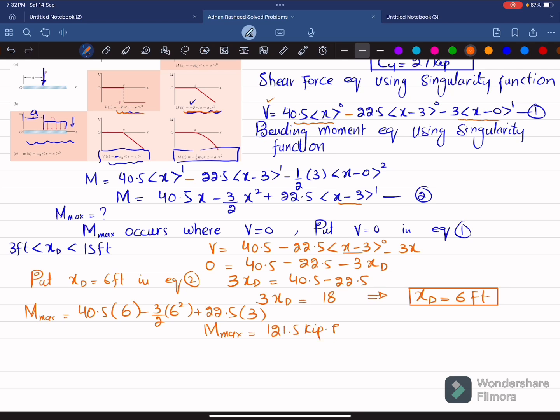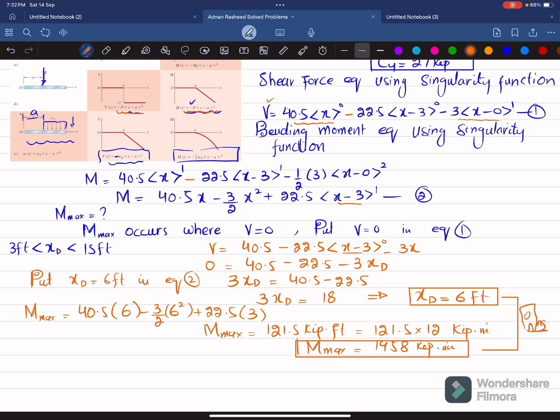So when you solve this, you will get the maximum bending moment will be equal to 121.5 kips into feet. And if you want to convert it into inch, so 121.5 into 12 will convert this kip into inch. So the value of maximum bending moment will be equal to 1458 kip into inch. So this is the answer of our first part. These two are the answer of our first part.